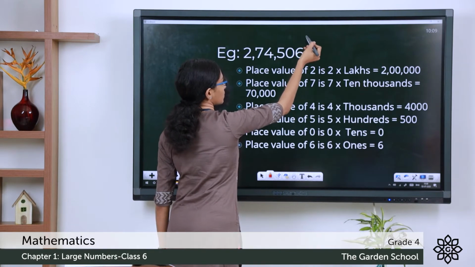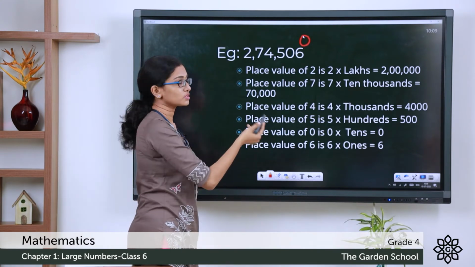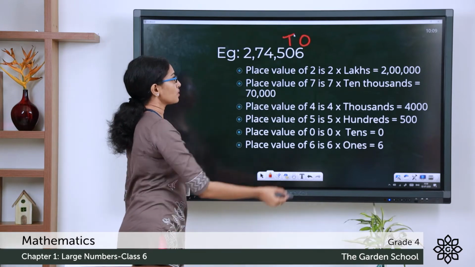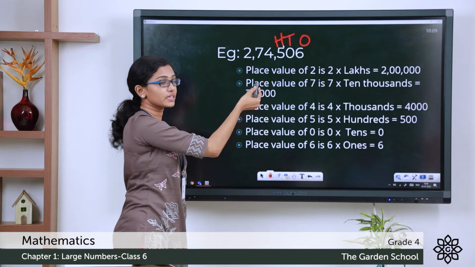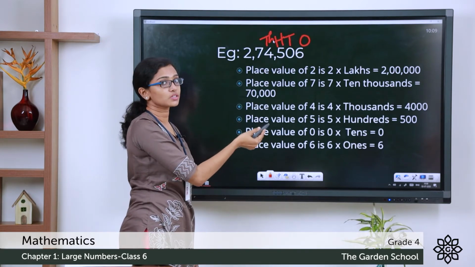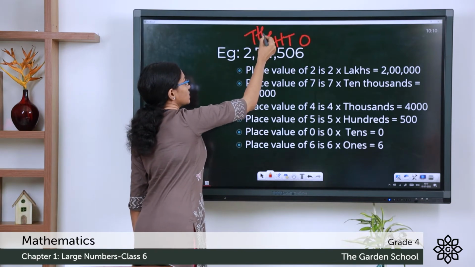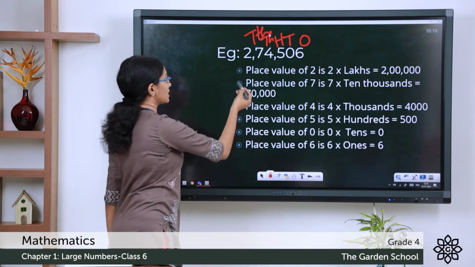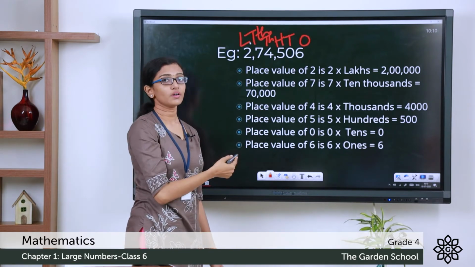6 is in the place of ones, so 6 has a place value of 6 ones, which is equal to 6. 0 is in tens place, it has a place value of 0 tens or 0. 5 is in hundreds place, it has a place value of 5 hundreds or 500. 4 is in thousands place, it has the place value of 4 thousands or 4000. 7 is in 10,000s place, so the place value of 7 is 7 10,000s or 70,000. 2 is in lakhs place, it has the place value of 2 lakhs or 2 lakh.